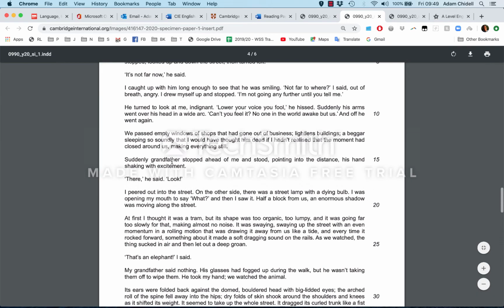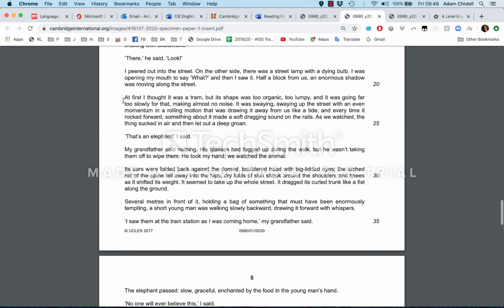Okay, so this is when the narrator is describing the realization, I suppose, that what she is seeing is an elephant. "So at first I thought it was a tram, but its shape was too organic, too lumpy, and it was going far too slowly for that, making almost no noise. It was swaying up the street with an even momentum in a rolling motion that was drawing it away from us like a tide. And every time it rocked forward, something about it made a soft, dragging sound on the rails. As we watched, the thing sucked in air and then let out a deep groan."